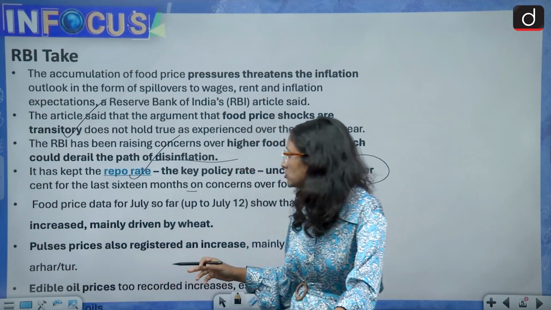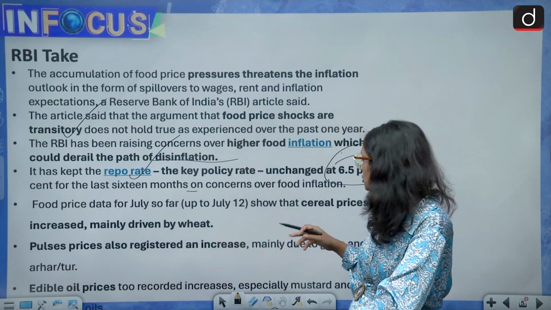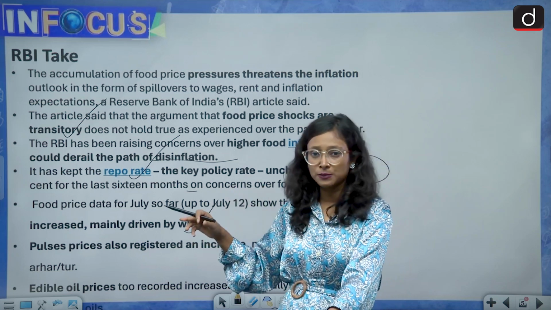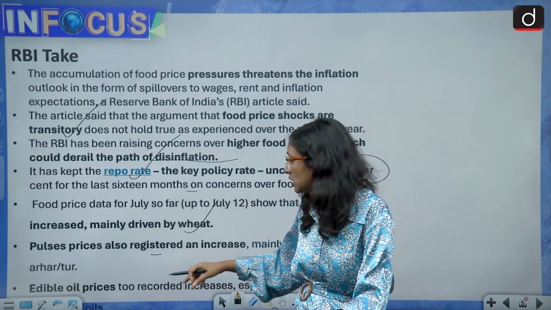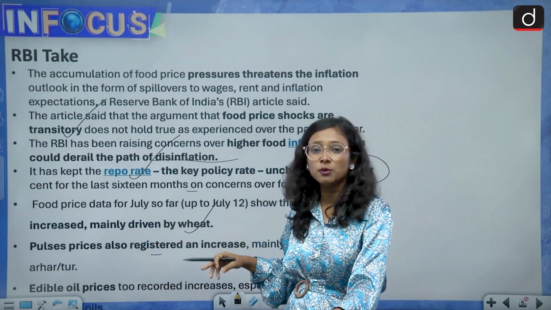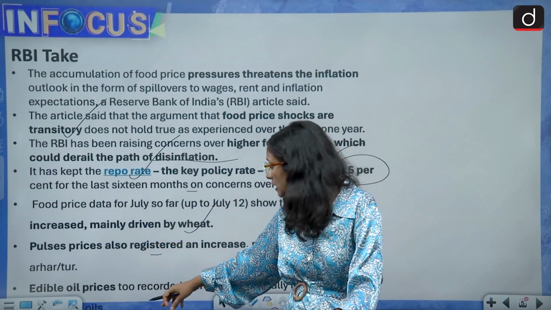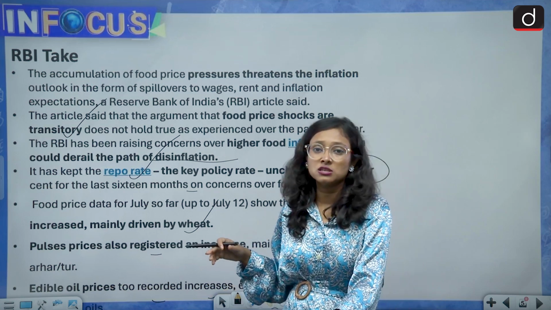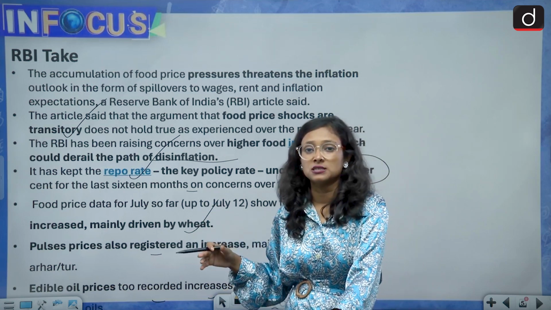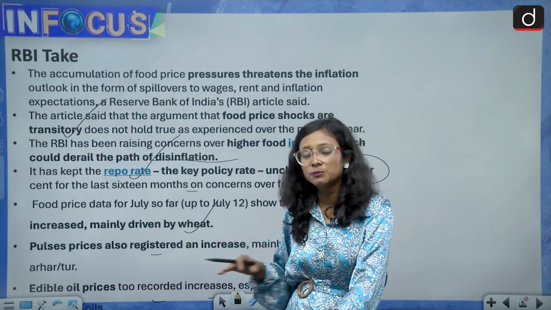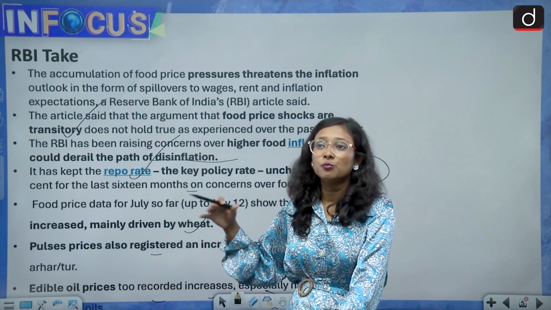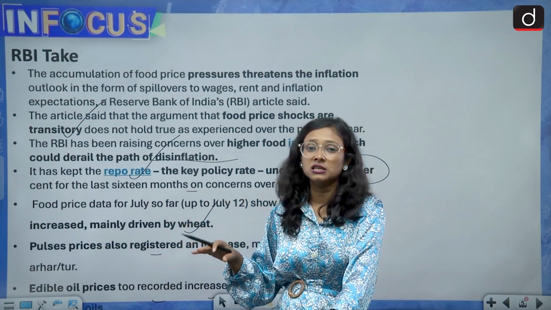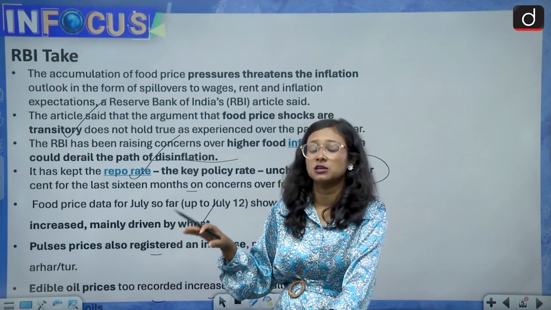If we talk about the food price data of July so far, it shows that cereal prices increased, mainly driven by wheat. The pulses prices have also increased, especially arhar and tur. And edible oil prices have also recorded an increase, especially mustard and others. So this is about the rise in food prices. But whether it will be temporary or more dangerous, according to the RBI's recent article, it is transitory in nature and will stabilize soon.